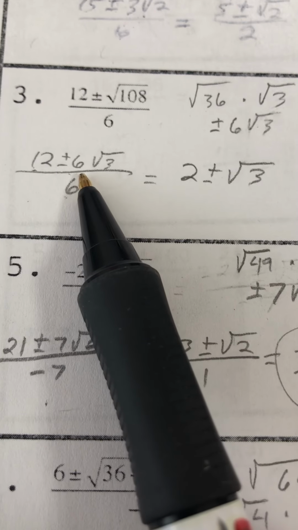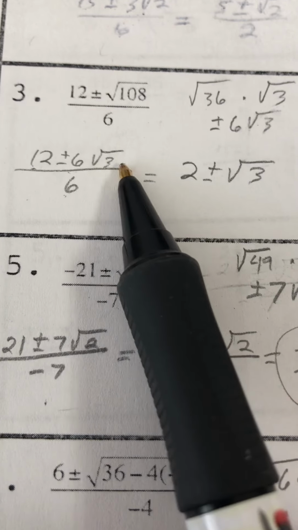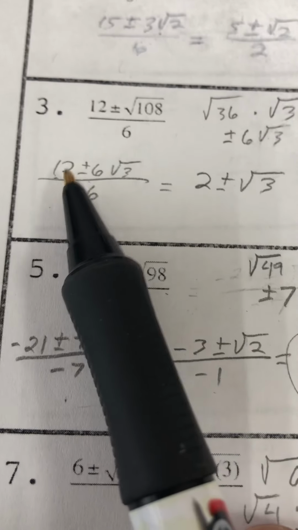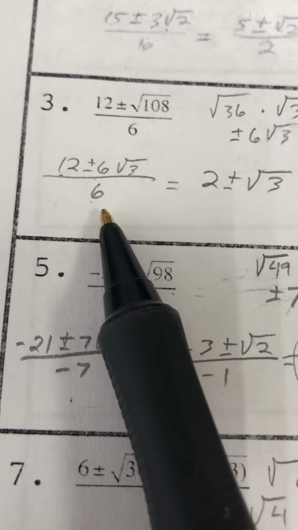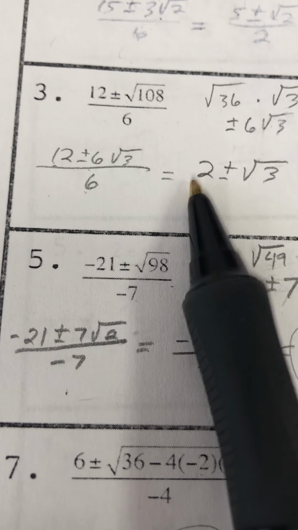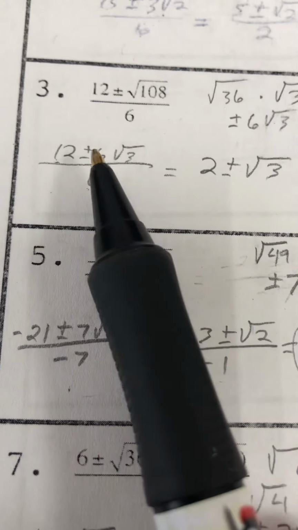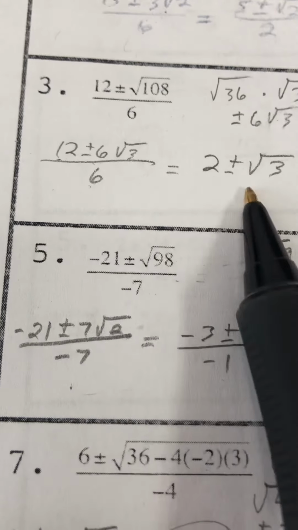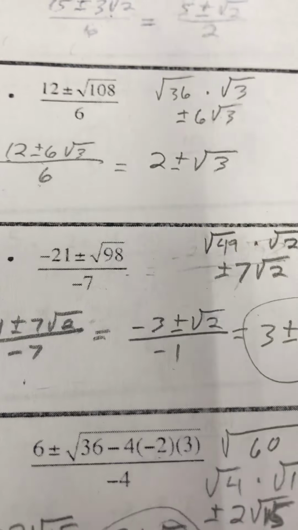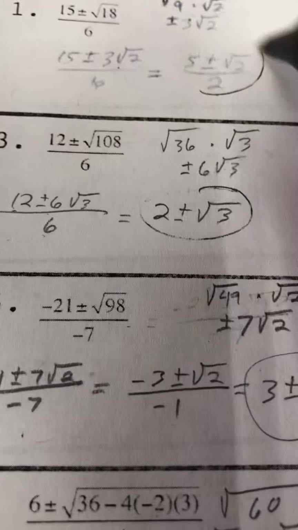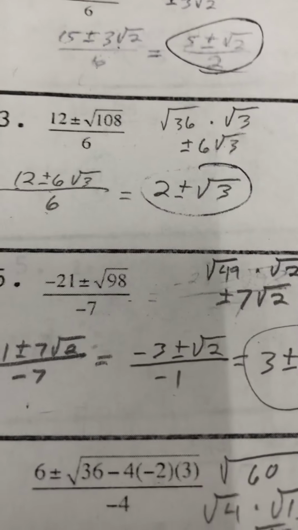And so I'm left with 12 plus or minus 6 square root of 3, and the 6 is in the denominator still. I can divide all of these numbers, 12, 6, and 6 by 6, and that leaves me with 12 divided by 6 is 2, and 6 divided by 6 is 1. I could put a 1 there, but I don't need to. And any number over 1 is itself, so this is going to be my final answer here. Okay, and this was my final answer up there.